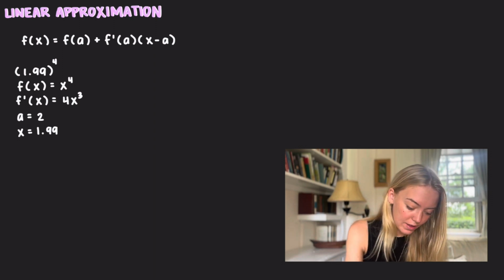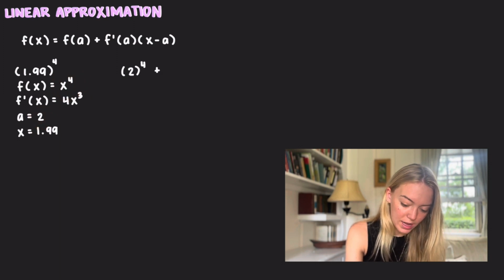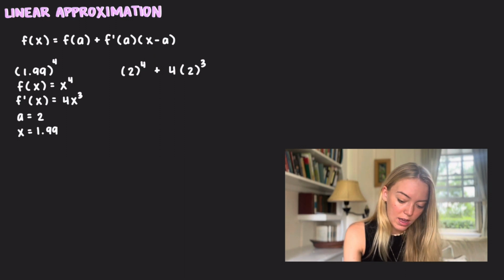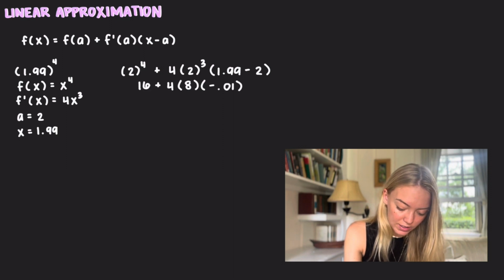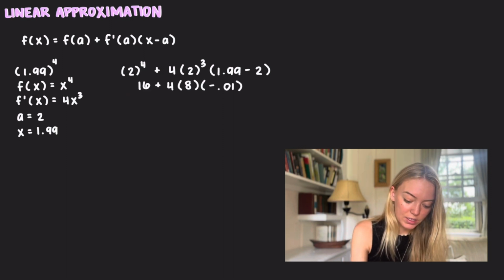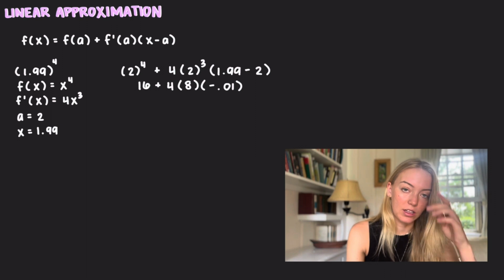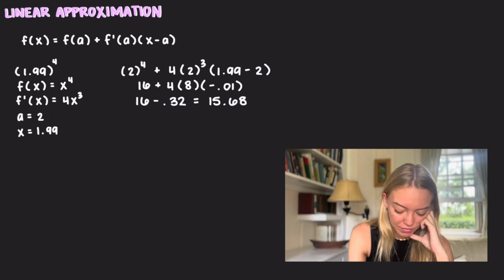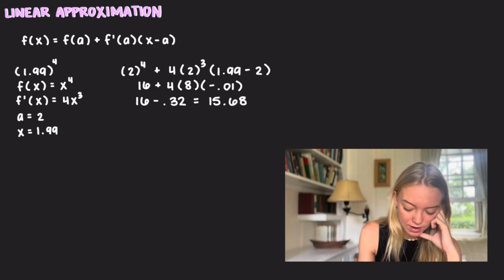f of a is going to be 2 to the 4th plus f prime of a, which is 4 times 2 cubed. And then, of course, that's going to be multiplied by x minus a. So if we simplify this a little bit, we're going to get this number. This is going to be fine for you to put as your answer on tests.